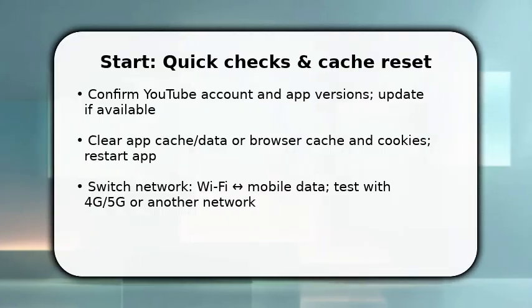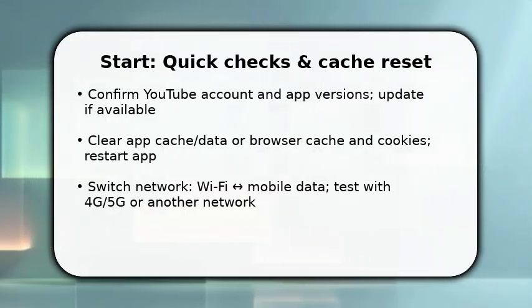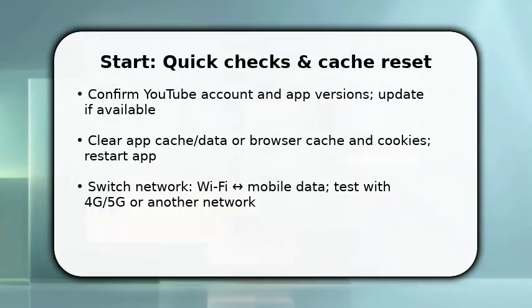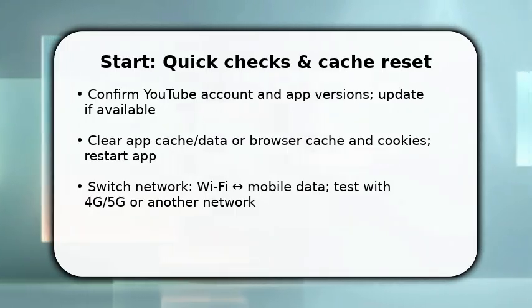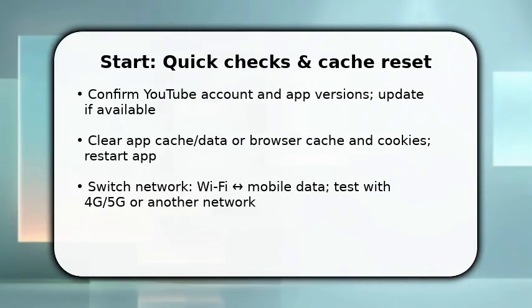You begin by verifying basics that often fix a 400 server error. Check the YouTube app or browser version and install updates. Outdated clients can trigger bad requests. Once done, clear cache and cookies on the device or the app storage. This removes corrupted session data.